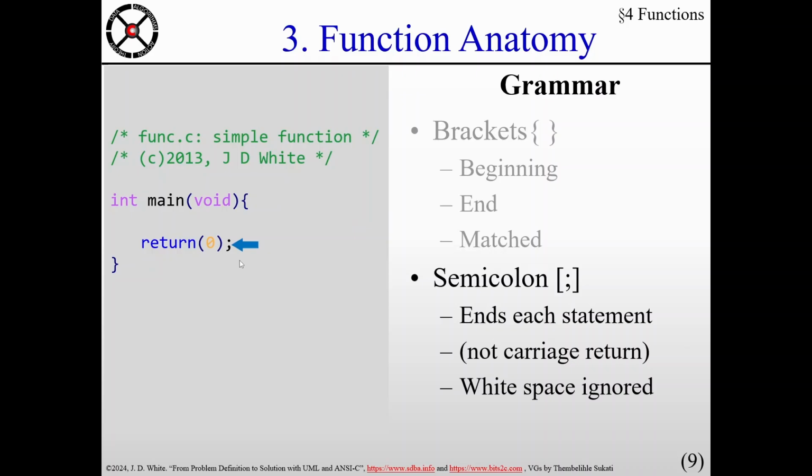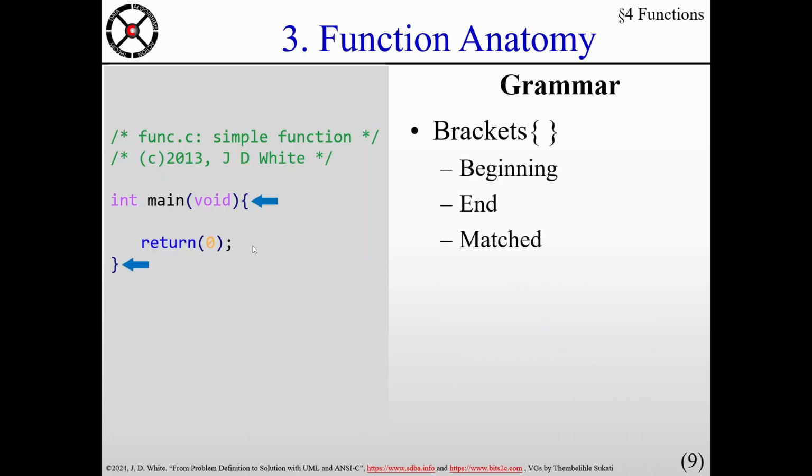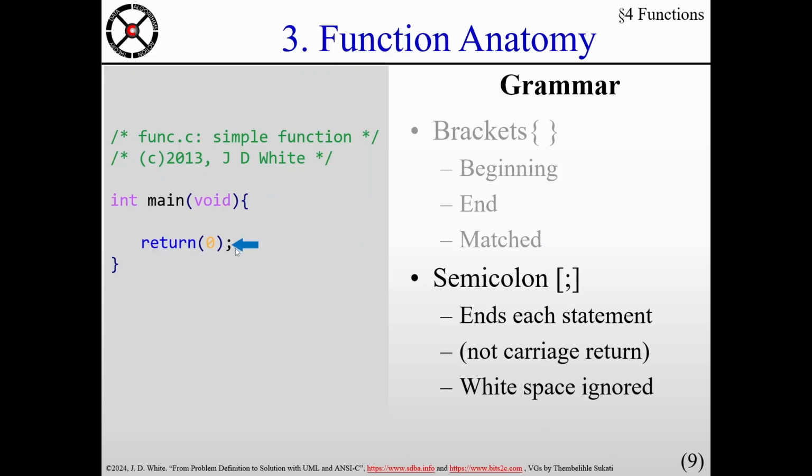Secondly, every statement ends with a semicolon, not a carriage return. So the carriage return is for you to look at. The C compiler does not care whether you have a carriage return. It doesn't care about white space. So you can put spaces wherever you like to make it look clear for you. C doesn't care. What it cares about is this semicolon and these two brackets. A lot of errors come from people forgetting a semicolon or forgetting a bracket.